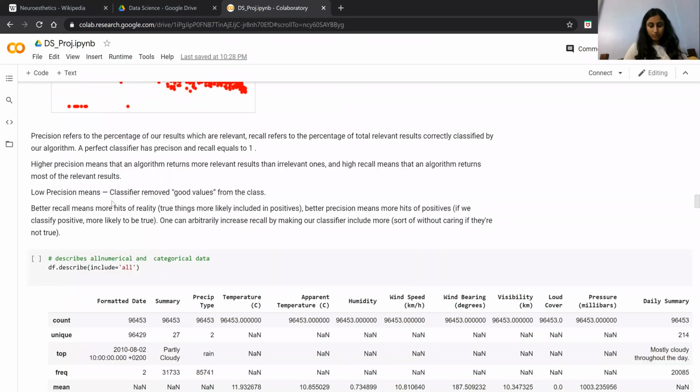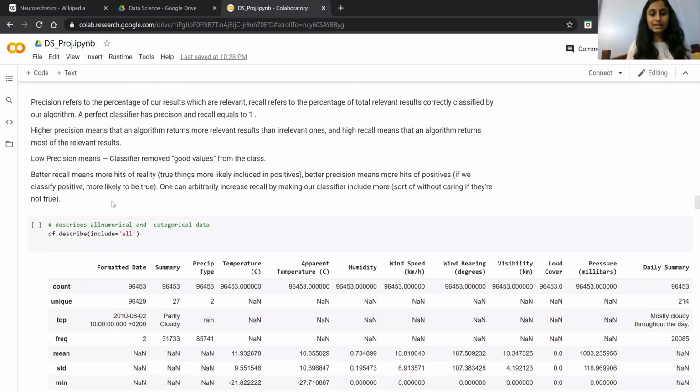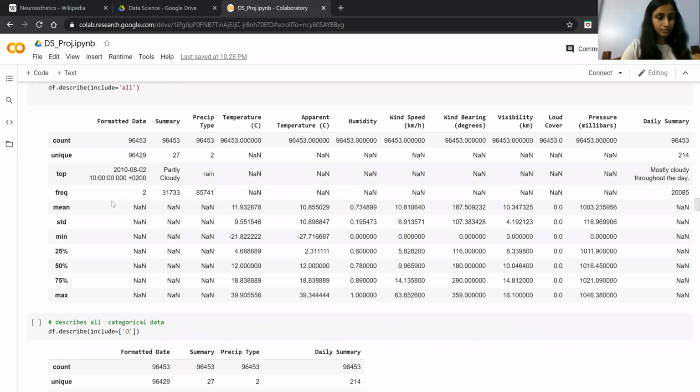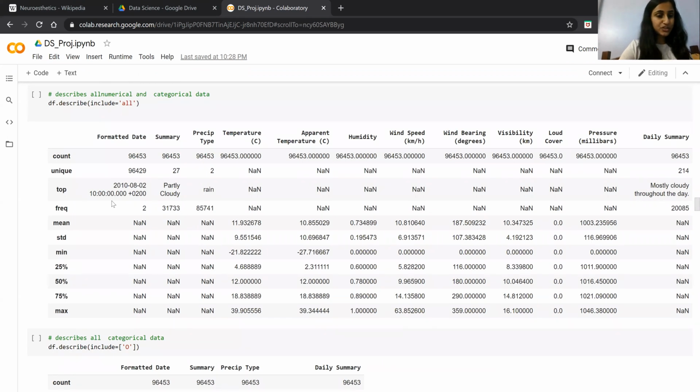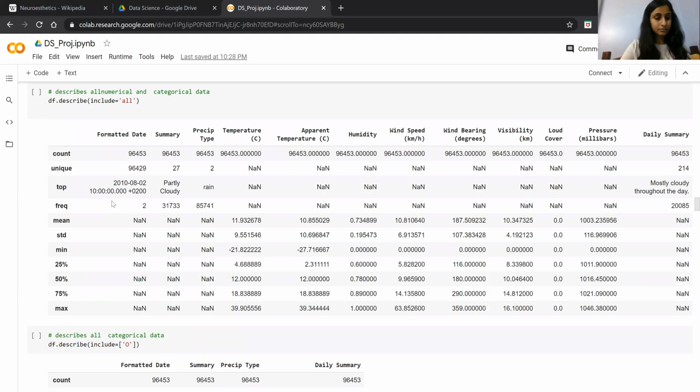Just to note, precision refers to the percentage of our results which are relevant. Recall refers to the percentage of the total relevant results that have been correctly classified by the model. The higher the precision, the more the algorithm is returning relevant results rather than irrelevant ones. Next, we've described all of the data types, which includes our numerical as well as categorical data types.